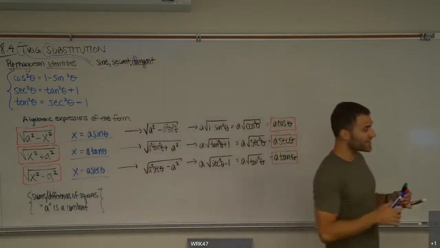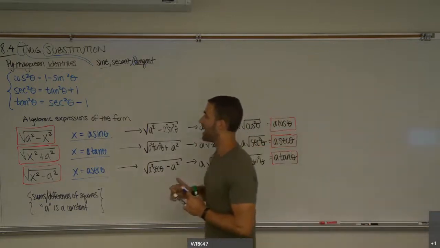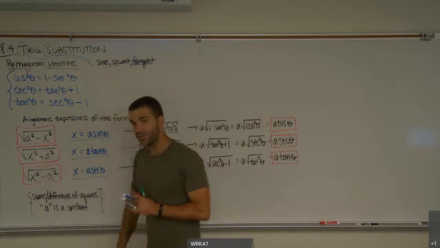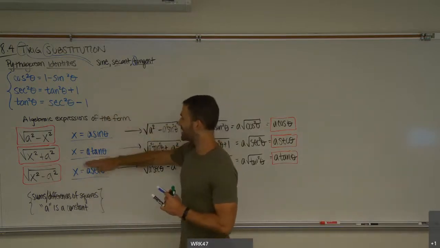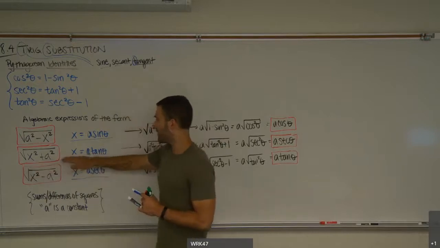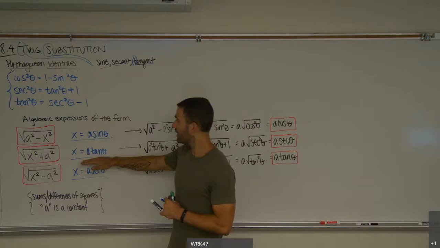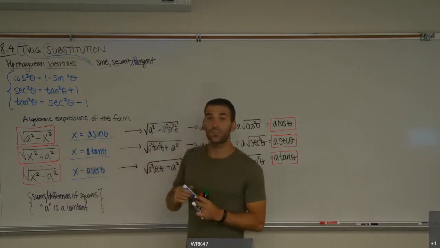Tangent, the first letter is T, which looks like a plus sign. So if we have a plus sign, a sum of squares, we will use tangent as our substitution. So for a sum of squares, my variable will be replaced by tangent, that trig function. So then what about a subtraction of squares?